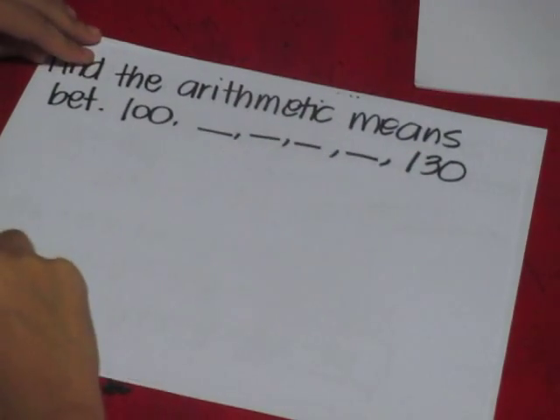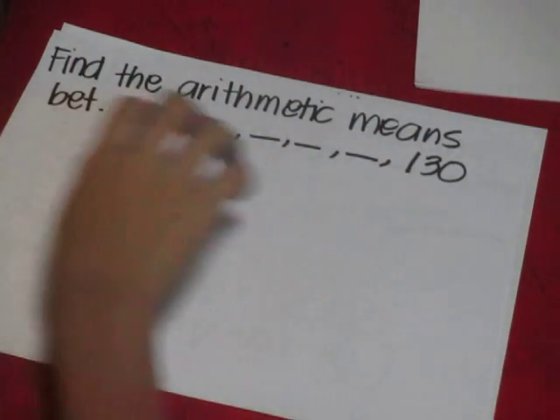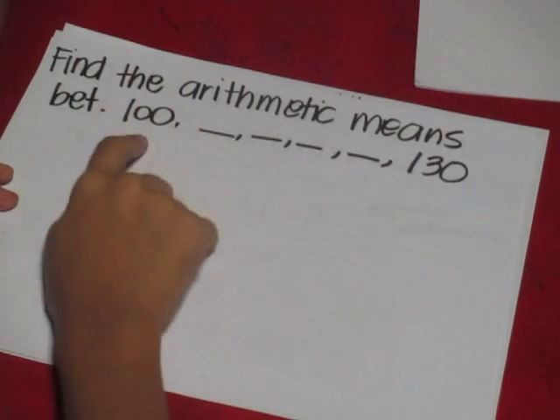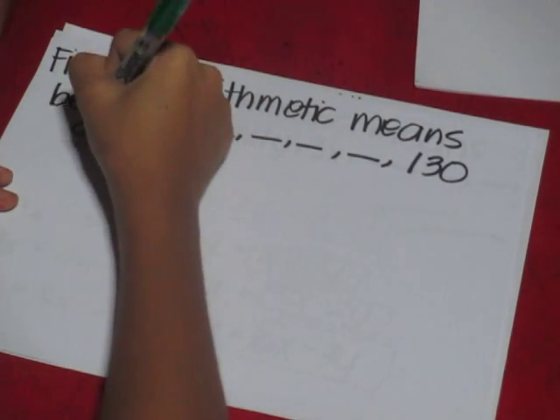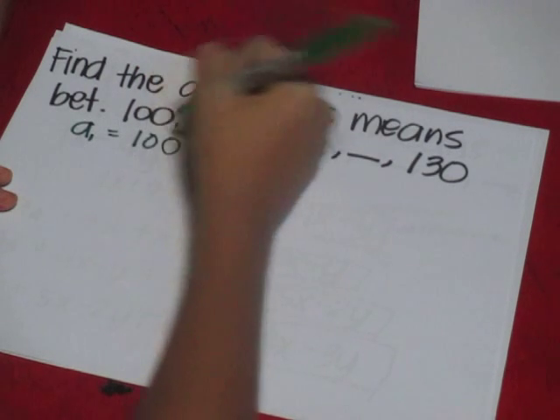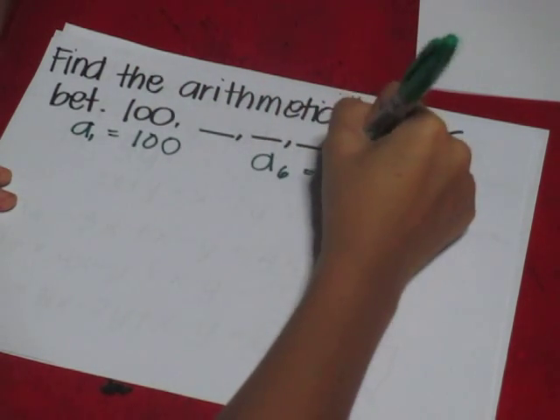Next, find the arithmetic means between 100 and 130. So as you can see, the given is only the first term and the last term. So our a sub 1 is 100 and our a sub 6 is 130.